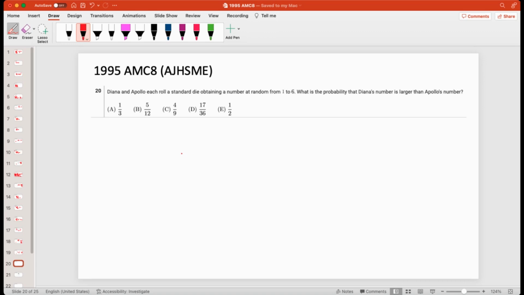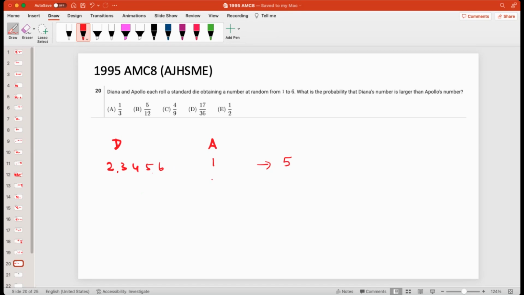Diana and Apollo each roll a standard die obtaining a number at random from 1 to 6. What is the probability that Diana's number is larger than Apollo's number? Okay, let's do this using casework. So suppose Apollo rolls a 1. Diana's number can be 2, 3, 4, 5, 6. So totally how many possibilities if this is 1? There are 5 possibilities here, right?